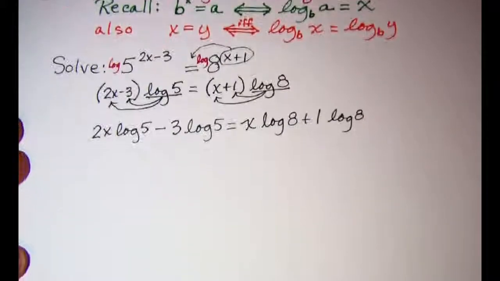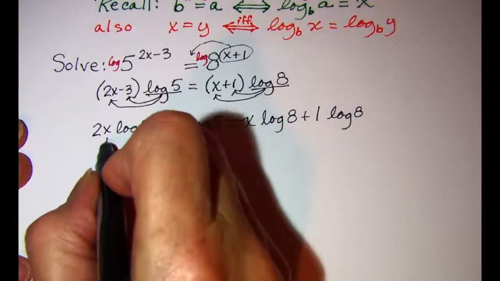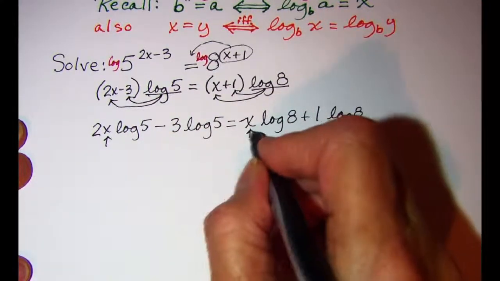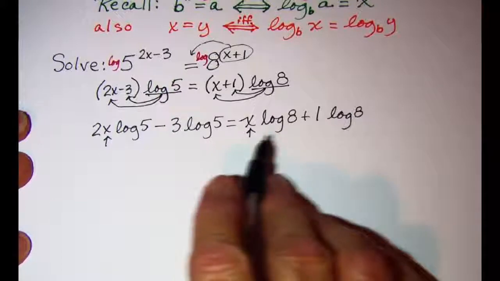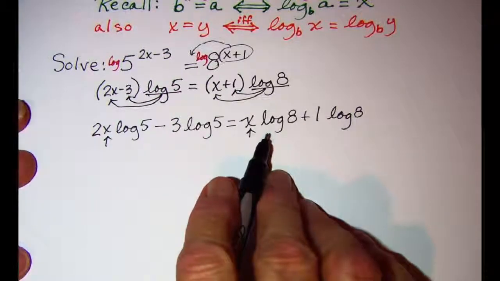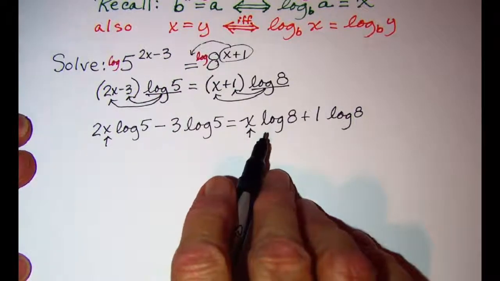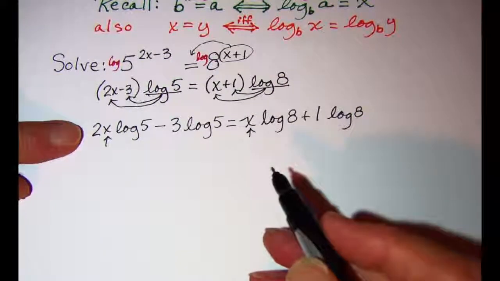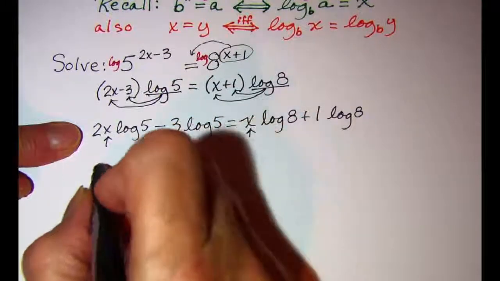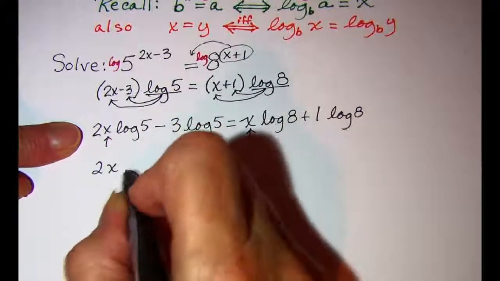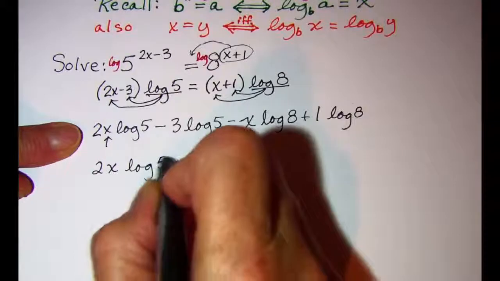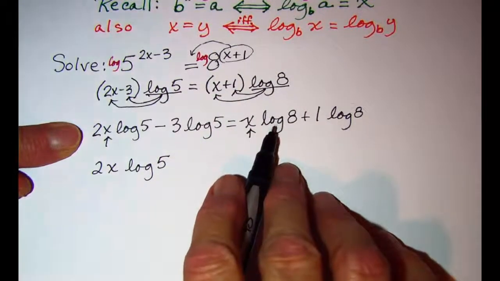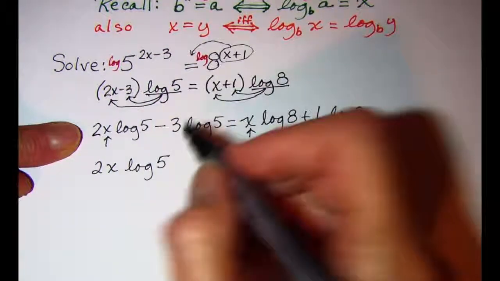All right, my next step is to locate the terms that have a variable in them. And I'm going to put those terms all on one side of the equation. I'm going to move them all to the left side. So this term already is on the left, so I'll just copy 2x log 5. And then to move this to the left-hand side, I'm going to subtract x log 8 from both sides.